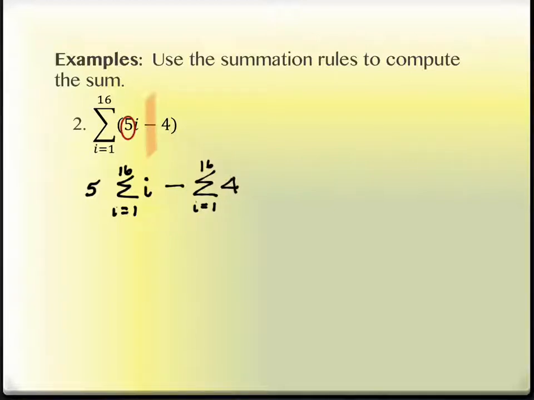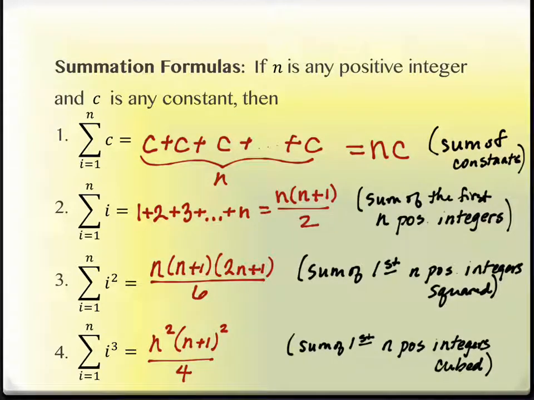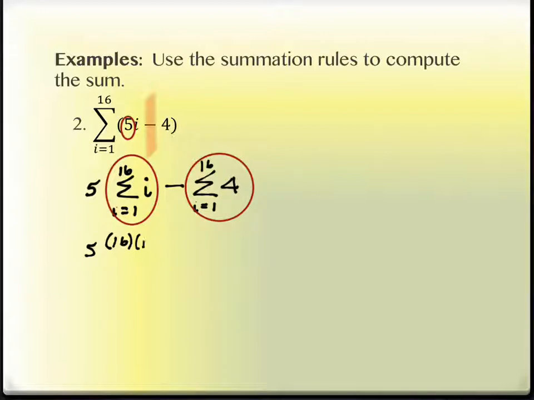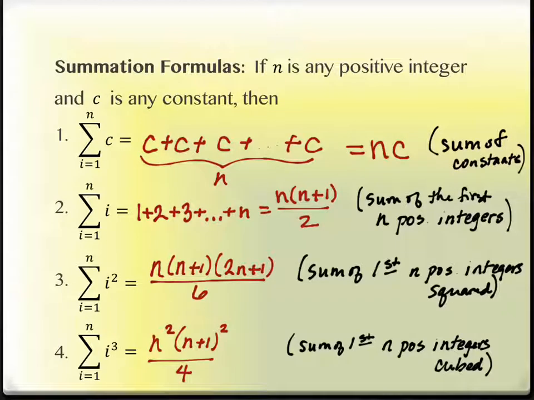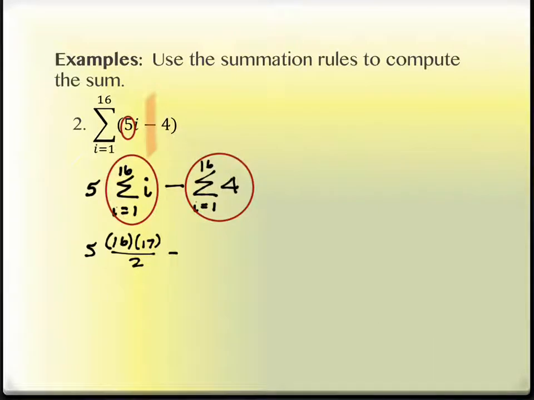When it's in that form, we actually have 2 pieces for which we can use those properties on the previous slide. So the first piece, that's the summation of just I, it says, okay, the 5 stays out in front. It says we take the number of terms, which would be 16, the n at the top, and we multiply that by the value with 1 more added, so 17, and divide by 2. That's what that property says. The second one here that's circled in red is the first property over here. And it says that we simply multiply that constant, in our case it was a 4, by the number of terms, so 4 times 16.